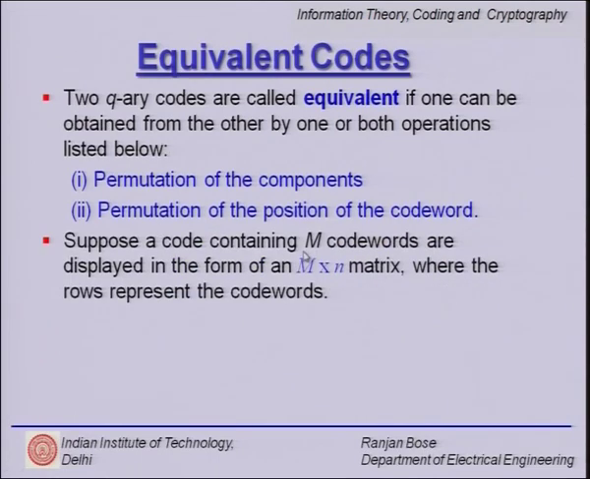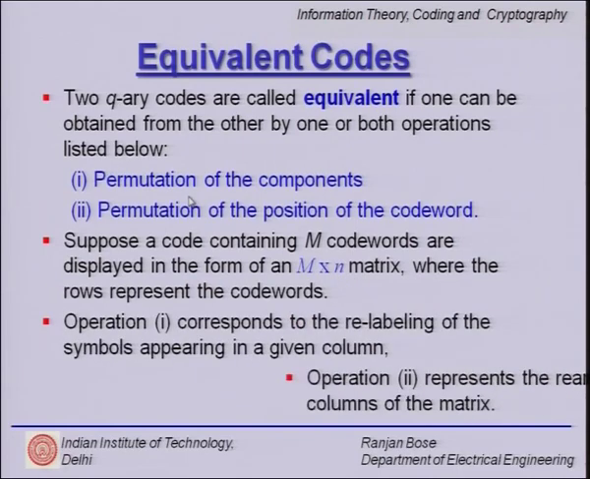Suppose a code contains m code words. So we keep emphasizing code is a set containing m code words, and this is in the form of a matrix m cross n. Please remember, m is the total number of code words, n is the length of each code word. So m cross n represents this lookup table.